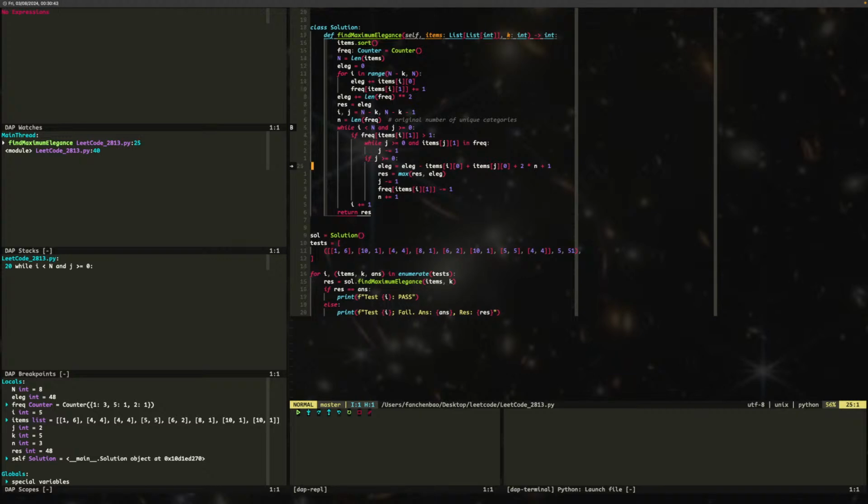Elegance is 48. So we're going to minus this, so minus 8, plus 4, so minus 4, so it's 44. Plus 2 times, because current is 3, 2 times 3 is 6 plus 1, 7, so 51. Yeah, elegance becomes 51, the rest becomes 51, and then j minus equal 1. Oh, I see.